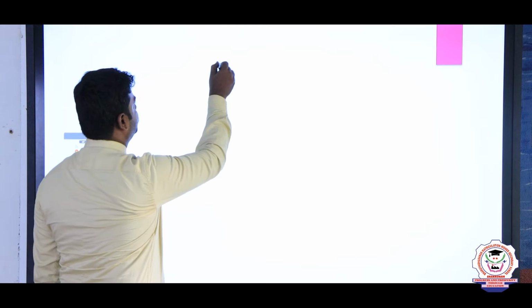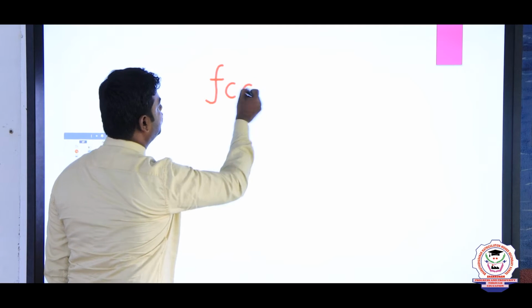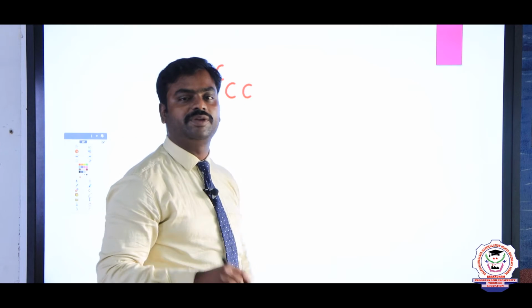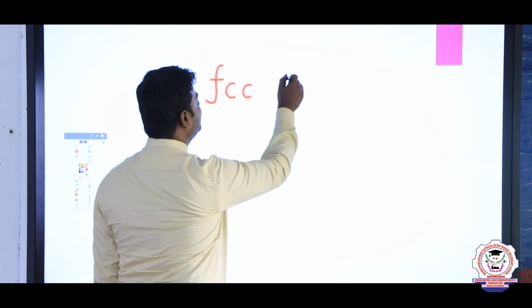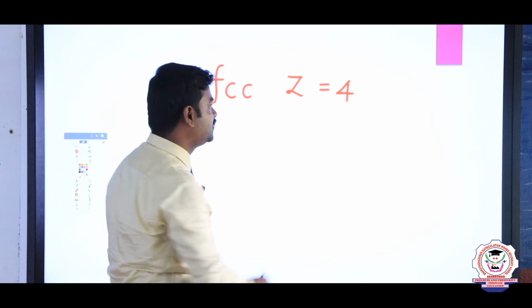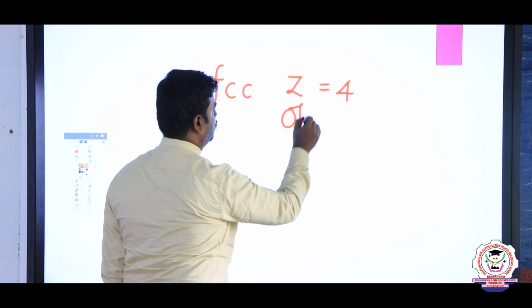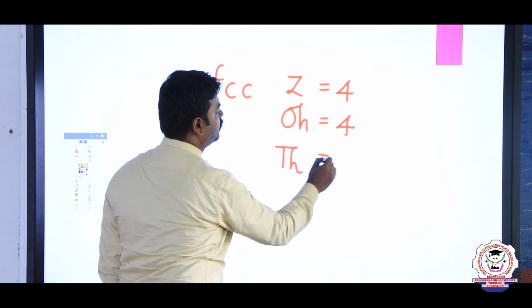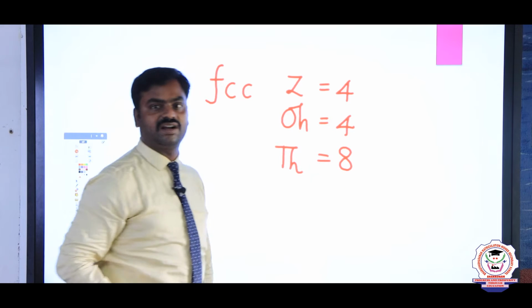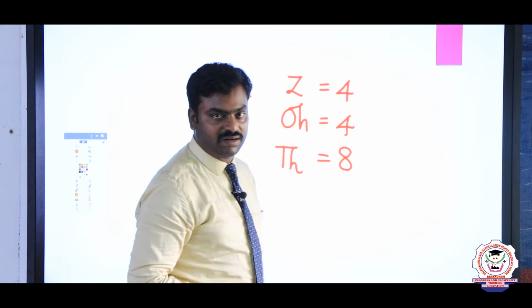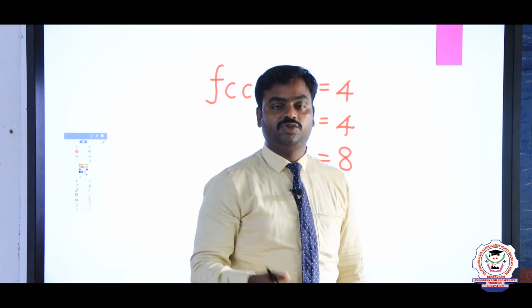What about FCC? Face centered cubic unit cell. Just now we have discussed the face centered cubic unit cell. It has 4 atoms in a single unit cell. So, Z value is equal to 4. So, number of octahedral voids is 4. What about tetrahedral voids? That is equal to 8. So, number of tetrahedral voids is 8 in FCC. Using these numbers of octahedral and tetrahedral voids, we can solve so many problems.